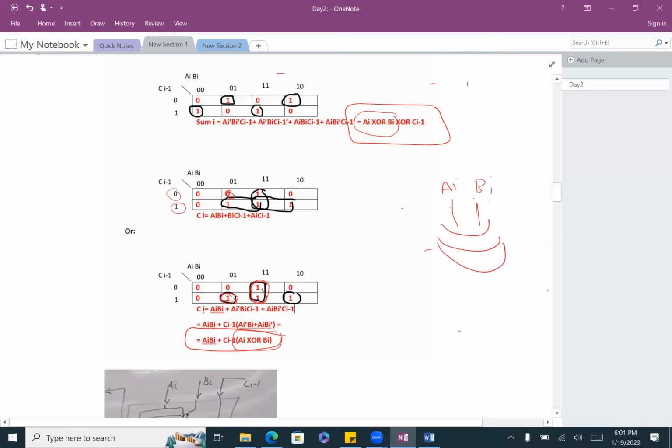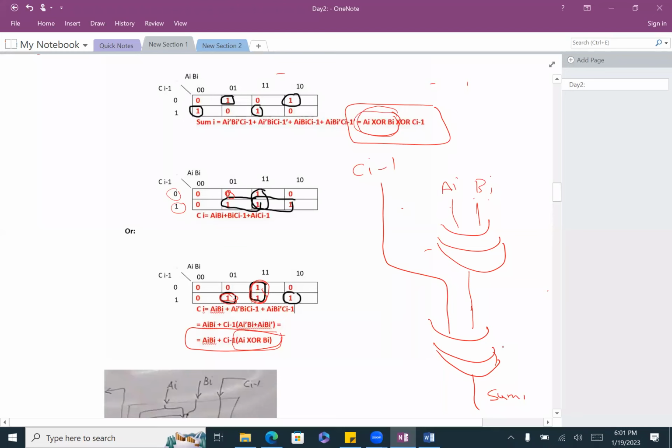Then you add another XOR, and that will give you the sum of I, correct? And here you will have CI minus 1. That's the circuit of the sum. First you XOR AI and BI together. Then you XOR the result with CI minus 1. That's how it's going to look.